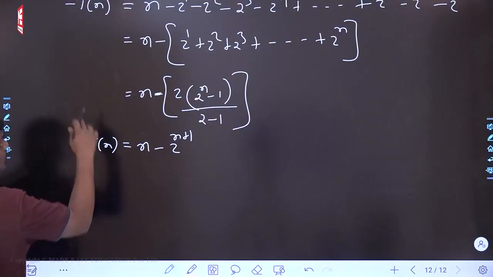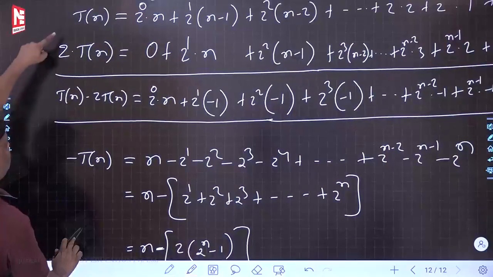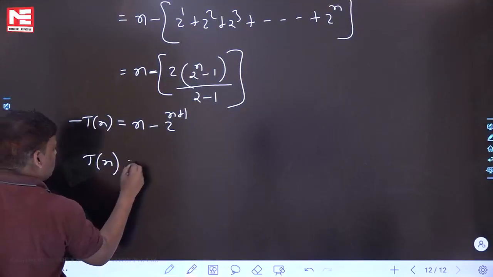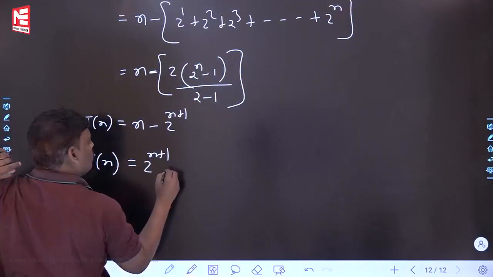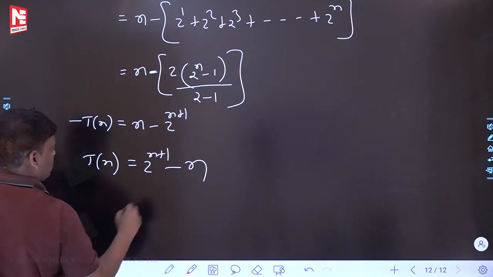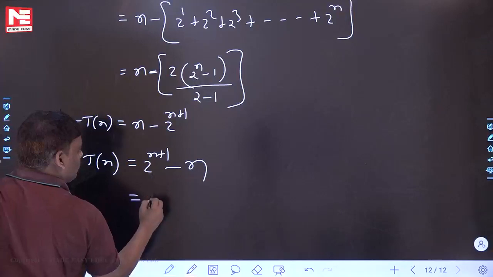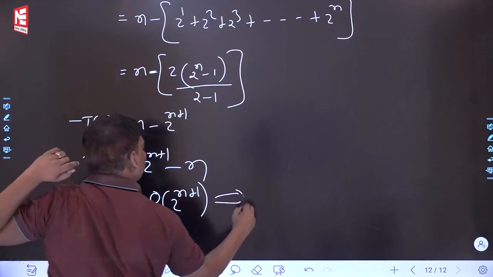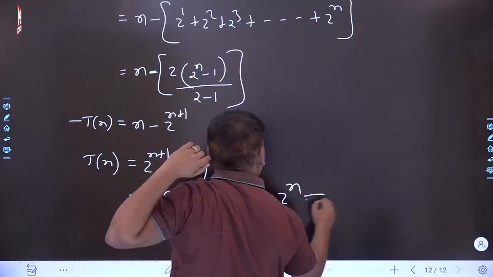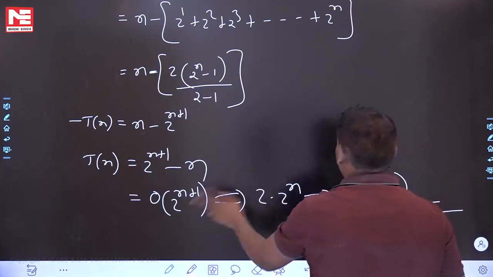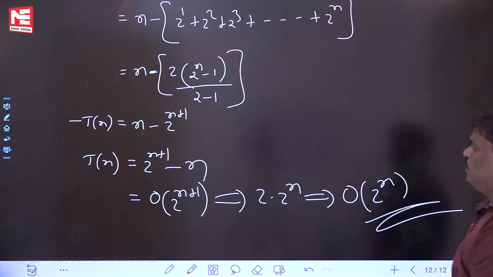You want minus Tn or Tn? Our actual problem is Tn. So what is the answer? Tn is equal to, reverse it, 2 power n plus 1 minus n. Plus becomes minus, minus 1 becomes plus. Forget about small things. It will become Big O of 2 power n plus 1, which goes to 2 into 2 power n, which goes to Big O of 2 power n. If you want, you can write theta also, because left side, right side, same answer.